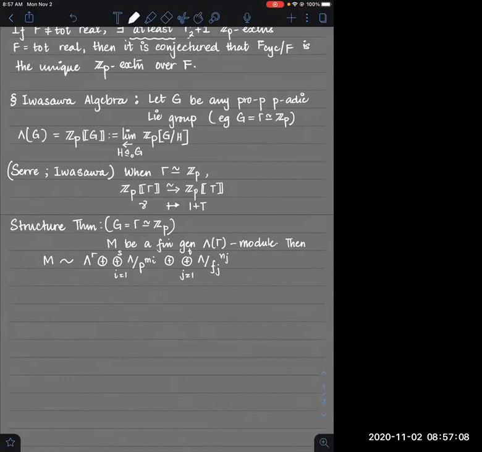So pseudo-isomorphism just means that there is a homomorphism from the left-hand side to the right-hand side with a finite kernel and a finite cokernel. And the m_i's are just integers, the n_j's are just integers, and the f_j's are called distinguished polynomials. These are irreducible distinguished polynomials.